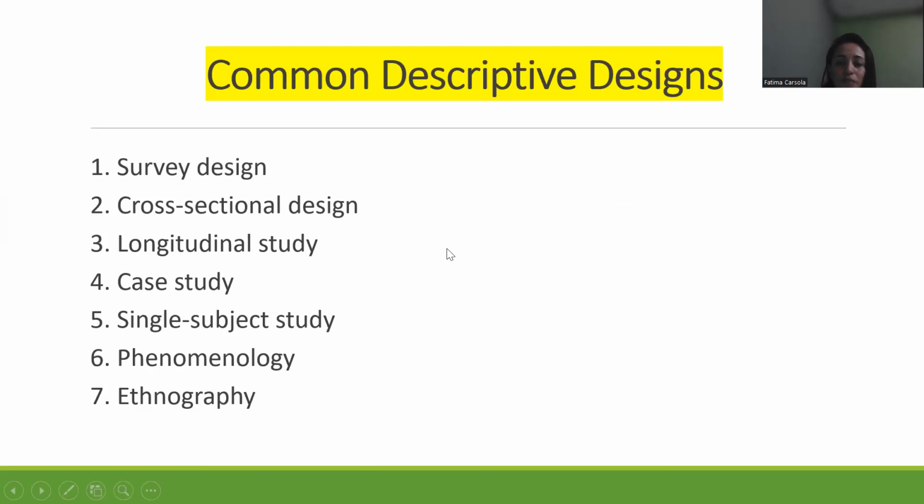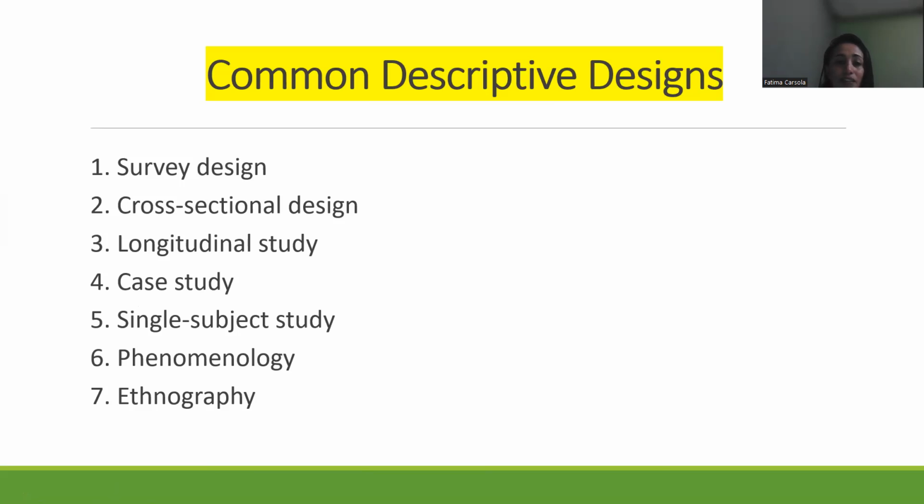These are the common descriptive designs. You have the survey design again. It describes the characteristic of a sample or event at a single point in time through self-report. One of the limitations of this one is the inability to determine the causes of change and differences between groups.